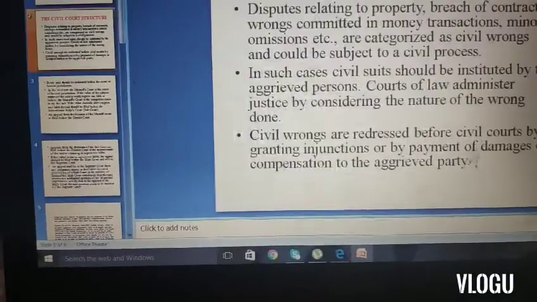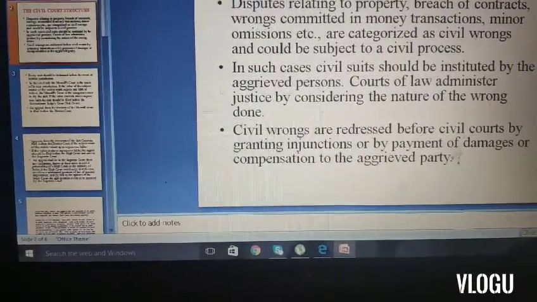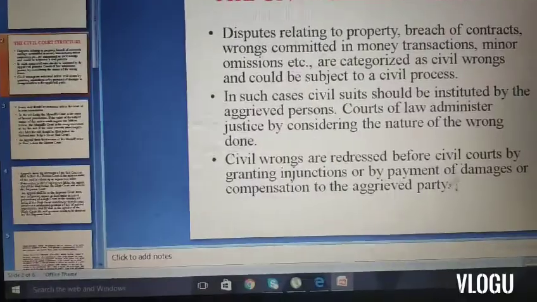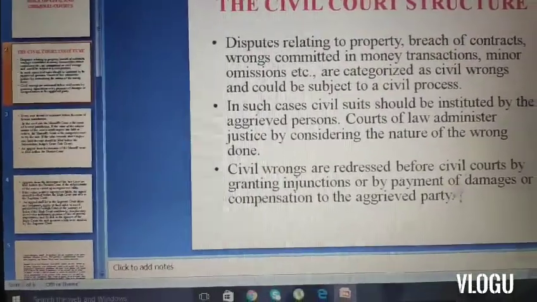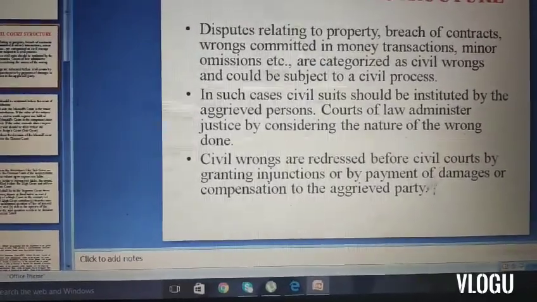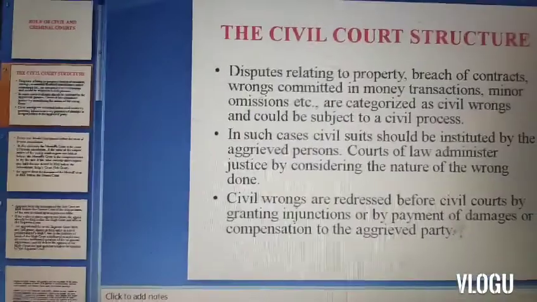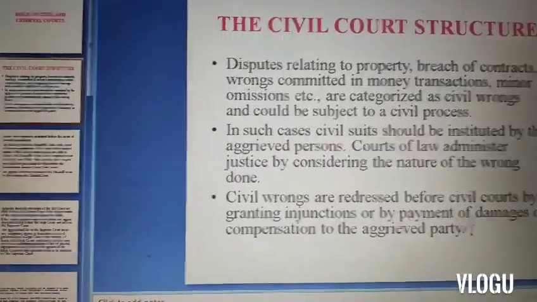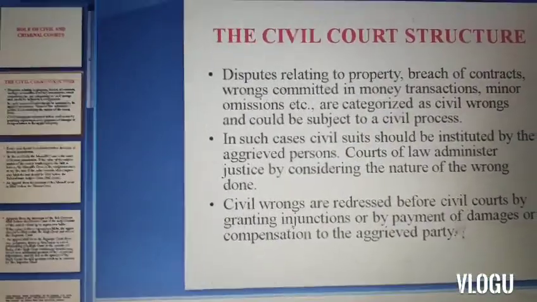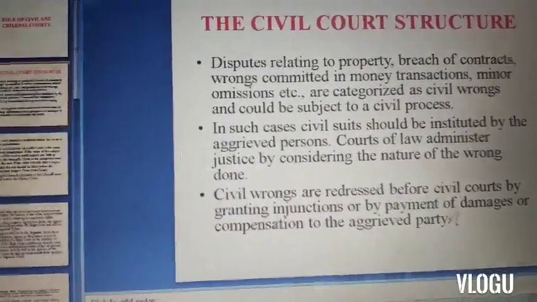So first and foremost, what is a civil court structure, and which are the civil matters and which cases go to the civil court? Disputes relating to property, breach of contract, wrongs committed in money transactions, minor omissions, etc. are categorized as civil wrongs, and they could be subjected to a civil process. These can be categorized as civil matters, and on these matters you can approach the civil court.